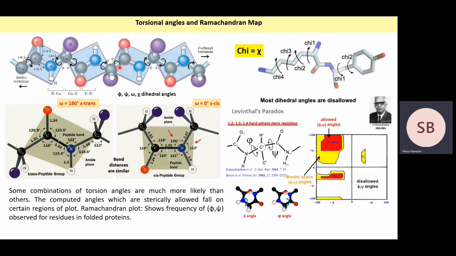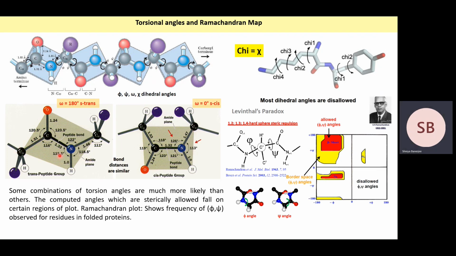In case of the psi dihedral angle, we will start from the amide NH, go to the adjacent C alpha, then carbonyl carbon, and the next amide NH. So from one end to another, the torsional angle that is there is called the psi torsional angle. In case of the omega torsional angle, you have to start from one of the C alphas, go to the carbonyl carbon, amide NH, and then the next C alpha. So the torsional angle formed between two adjacent C alphas is the omega torsional angle.